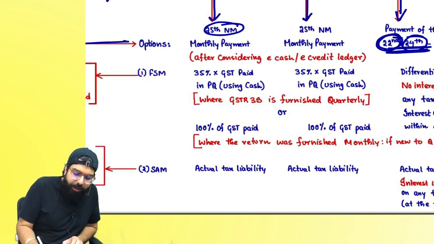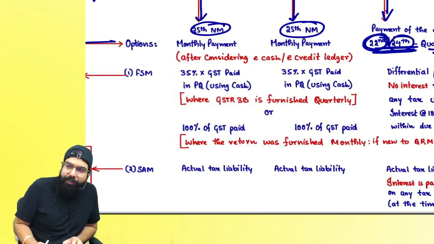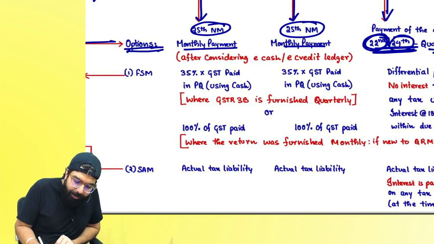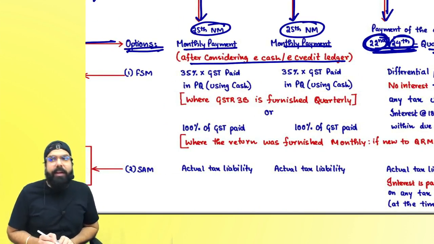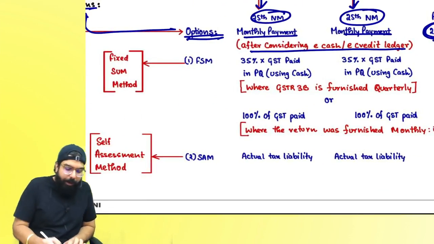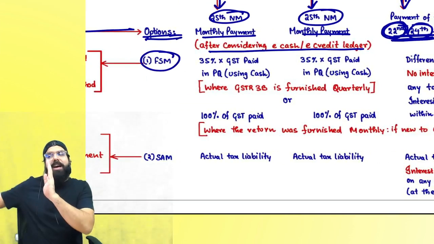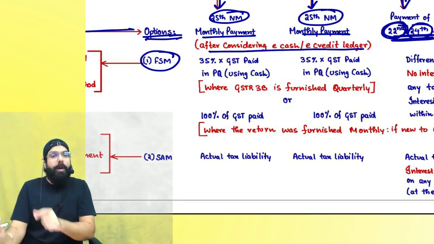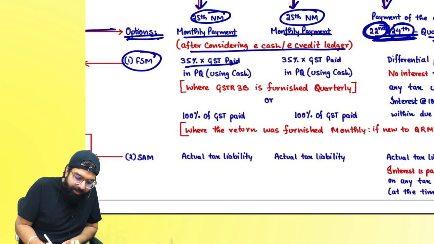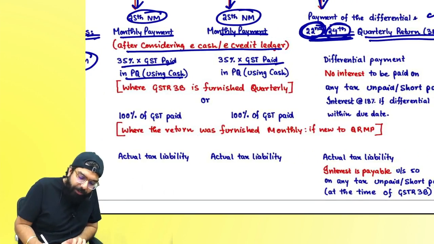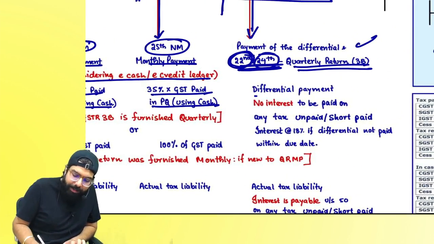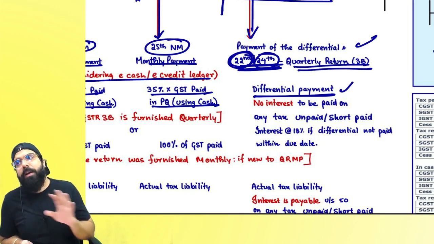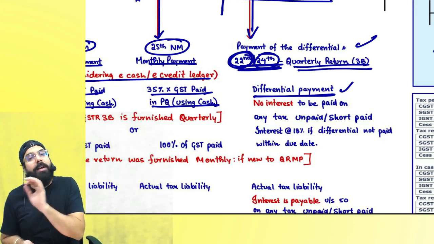They are telling you to pay by 25th, and the differential to be paid when you are filing your GSTR 3B. When you are paying on 25th, you have to make monthly payment, right, everyone? Please consider your e-cash ledger and e-credit ledger before making the payment. Payment can be done on a fixed sum basis. That is, if last quarter you had opted for the QRMP scheme and made the payment on QRMP basis, then pay 35% of the GST paid in the previous quarter using cash, and the differential amount has to be paid when you are filing your GSTR 3B. Actual calculation is to be done, 35% whatever you have paid is deducted, and the remaining amount you have to pay.